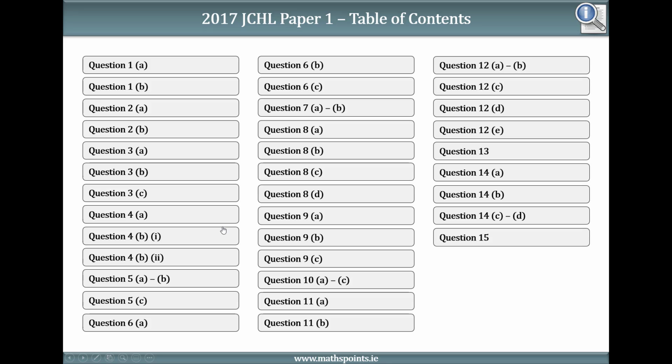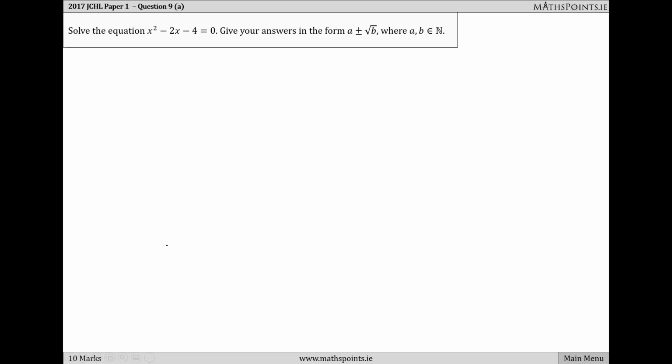So we're going to take a look at a quadratic equation from the 2017 Junior Cert Higher Level Paper 1. It's question 9a, and we've been given this quadratic equation, x squared minus 2x minus 4 equals 0. Now ideally, the shortest method to solve a quadratic equation is to open up two sets of brackets and factorize this quadratic expression.